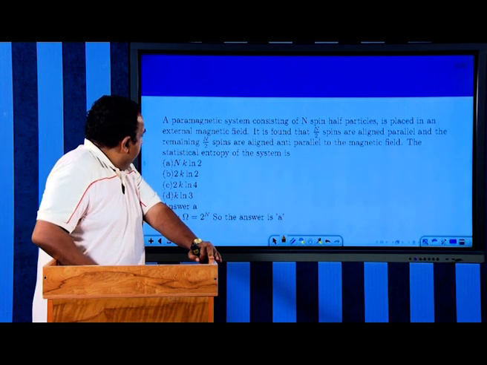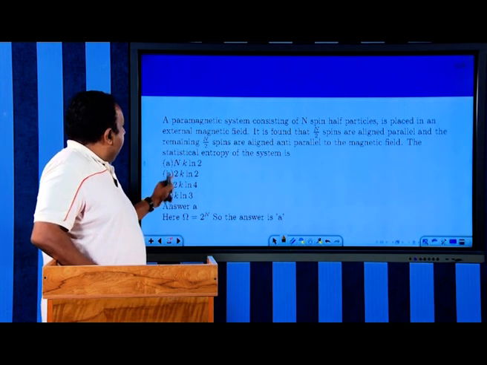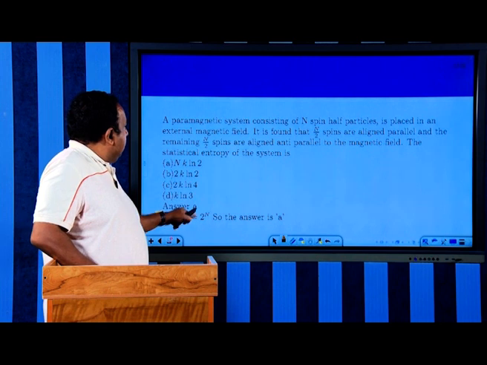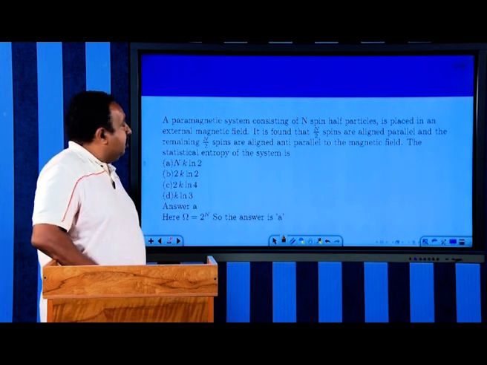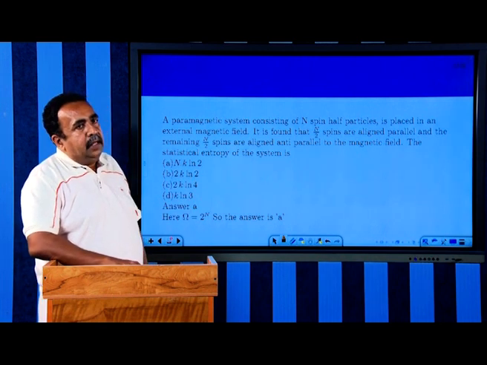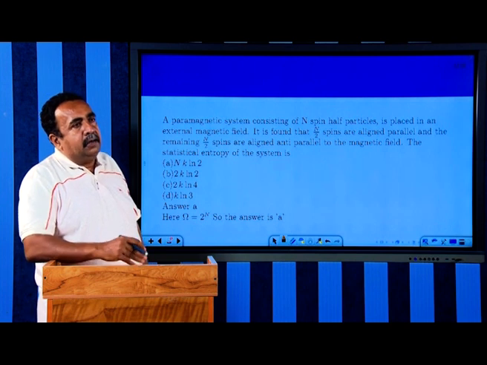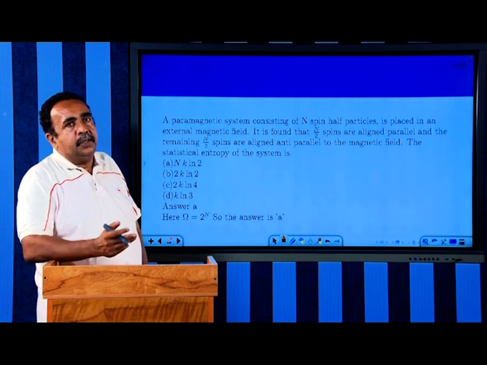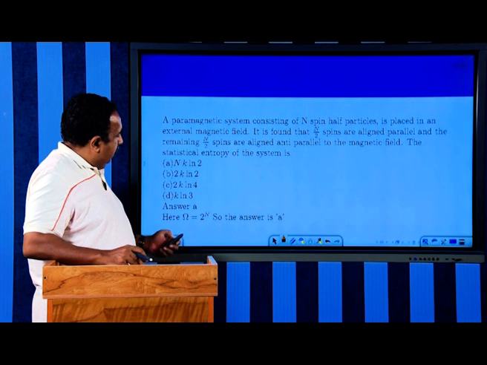The answer is k log 2 raised to n, which is equal to n k log 2.